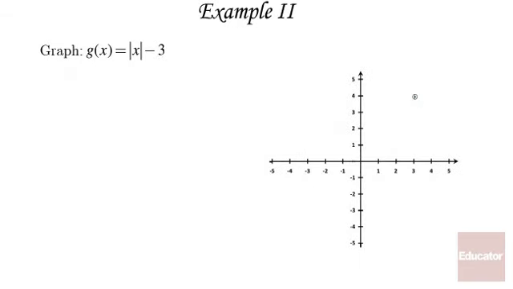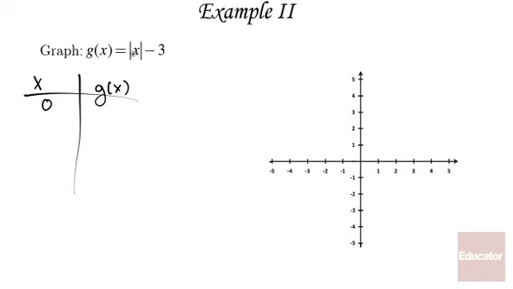Example 2, now we're working with absolute value. G of x equals the absolute value of x minus 3. And we already know that the shape of this graph is going to be a V. But we don't know exactly where that V is going to land. So let's plot it out.